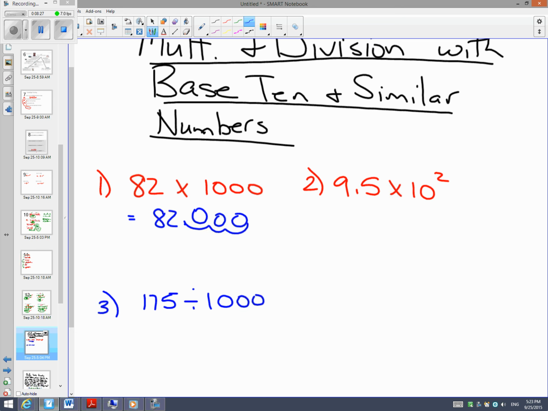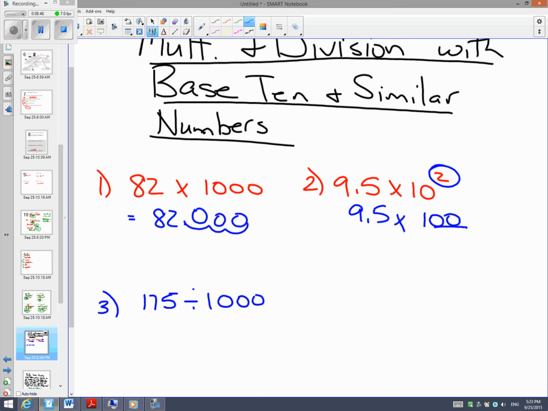This one is similar, where 9.5 times 10 to the 2. And what you really have to know is what 10 to the power of 2 is. 10 to the power of 2 is really 10 times 10. That'll make that number 100. Another good way of looking at it is if you have 10 to the power of anything, the number of the exponent is the number of zeros that you will see there.